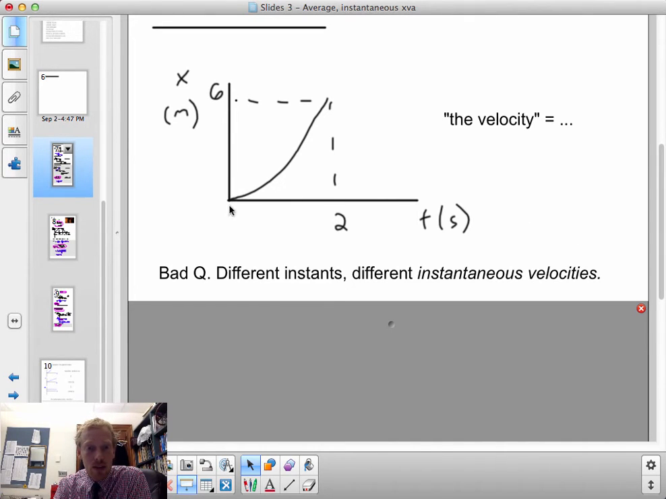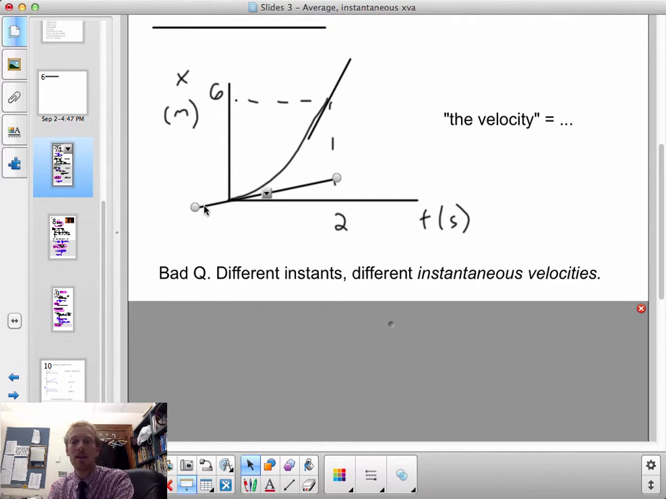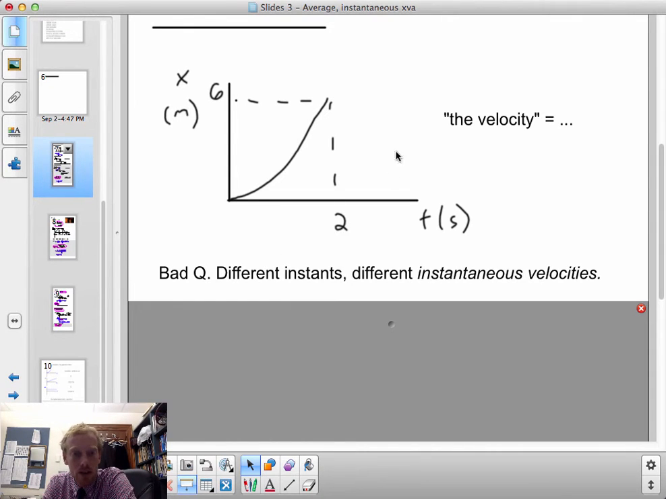Here, if we were to imagine a tangent line to the function, it would have quite a low slope. Here, if we were to imagine a tangent line to the position function, it would have a higher slope. The slope of these tangent lines is the value of the velocity at those different instants, and the slope of those lines is changing. The velocity of this object is changing, just like the fan cart that we saw. So if I ask, what is the velocity? That's a bad question because there are different instantaneous velocities.